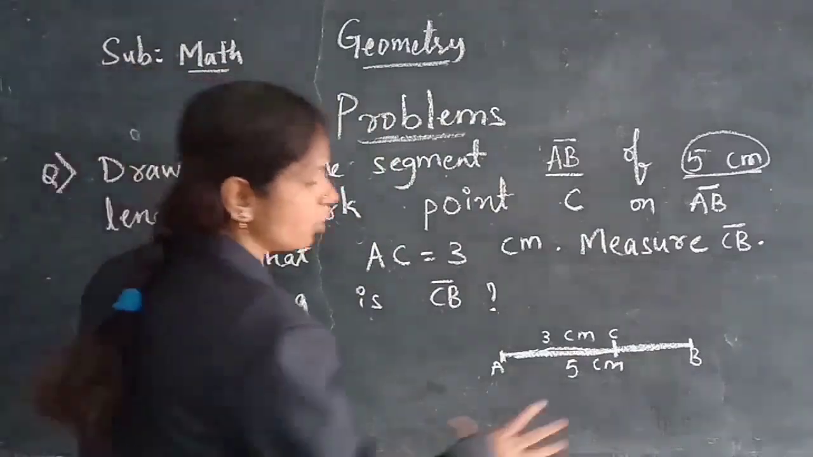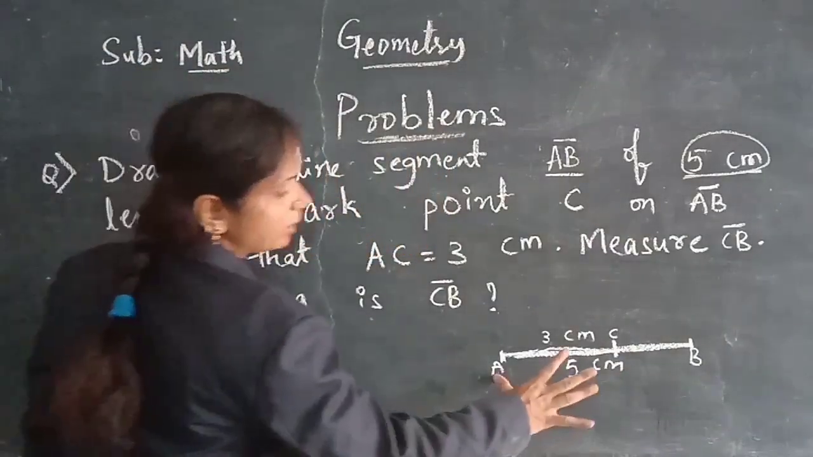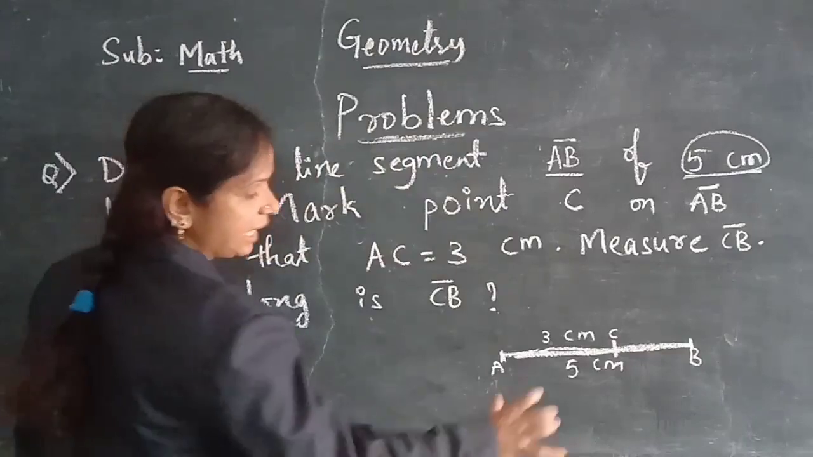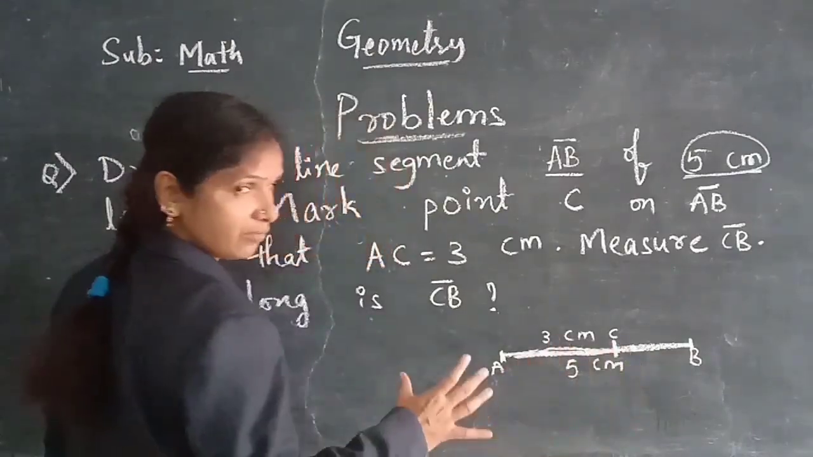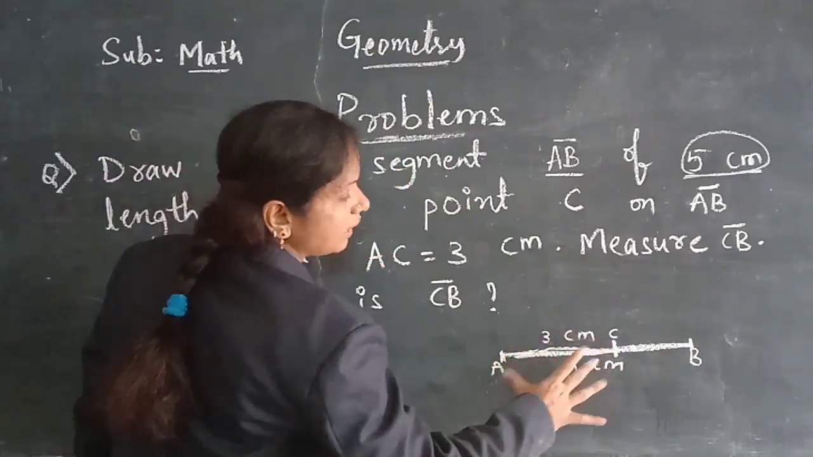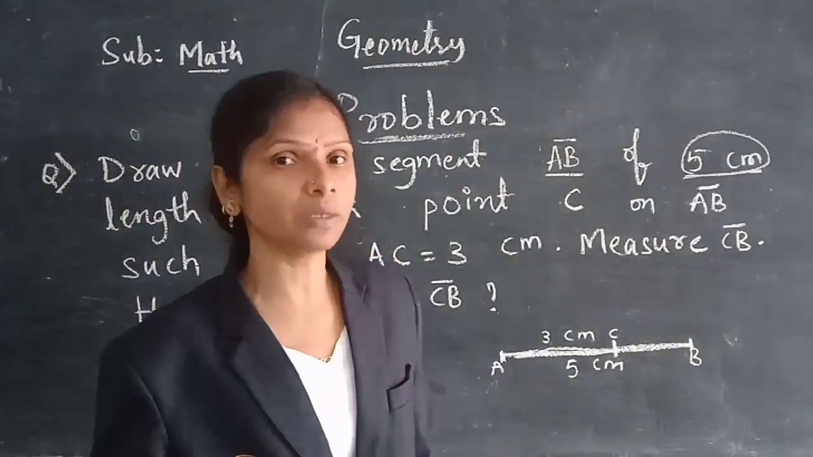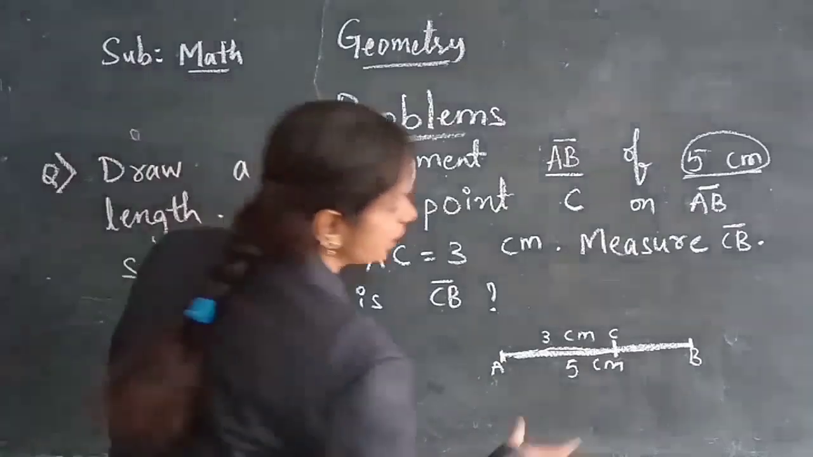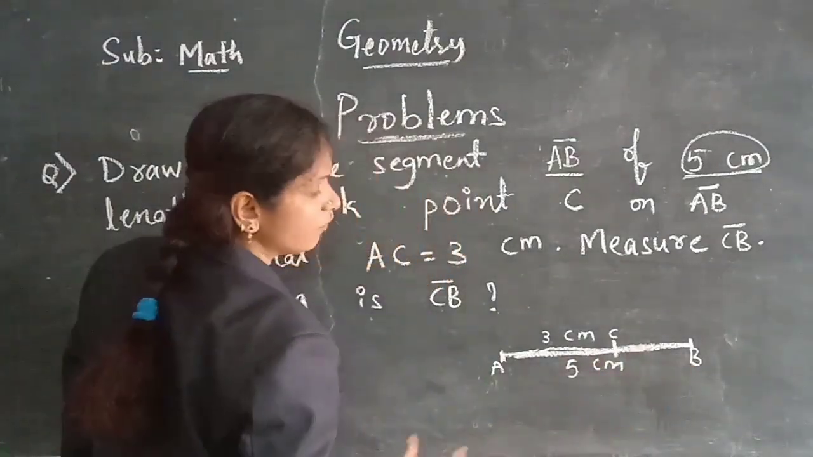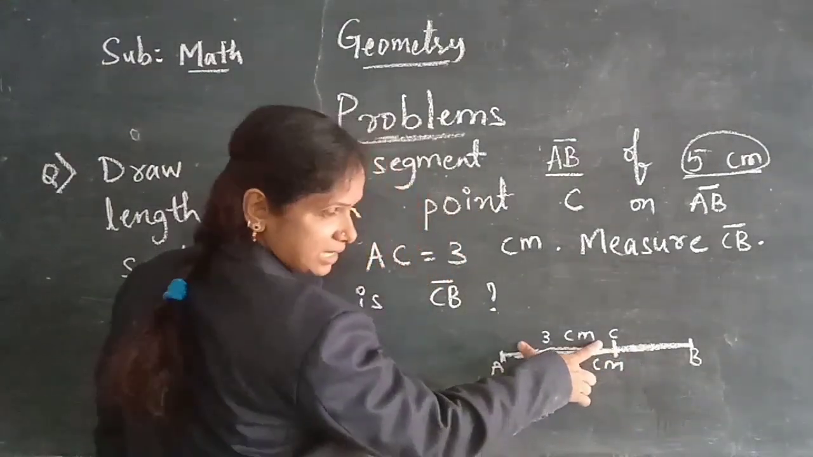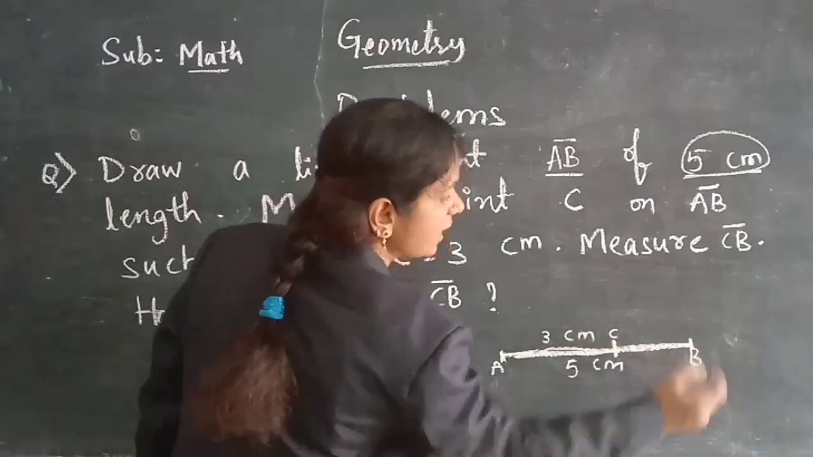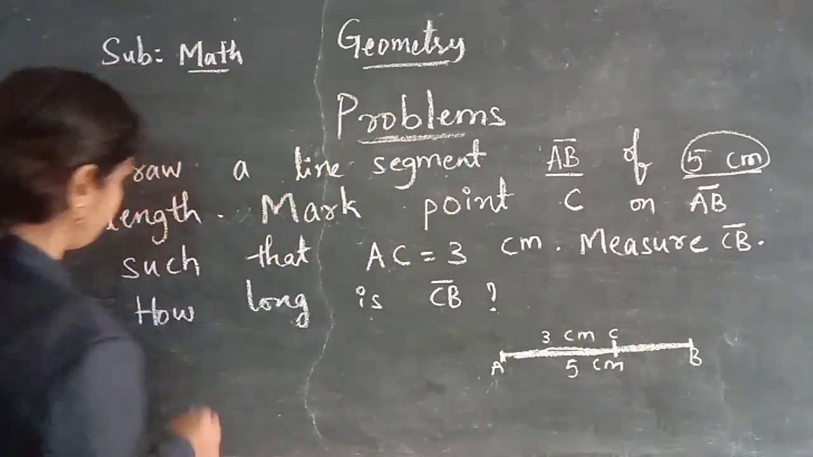So what you can observe here, children, is that the AB total length is given and AC is some part of that. How can we find the remaining part? When we are finding the remaining part we need to subtract. So from the total length, if you subtract the given AC, you will get the length of CB.